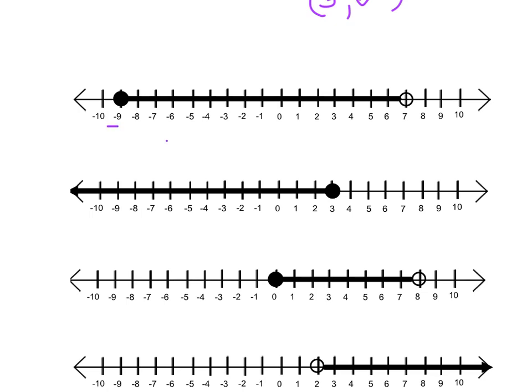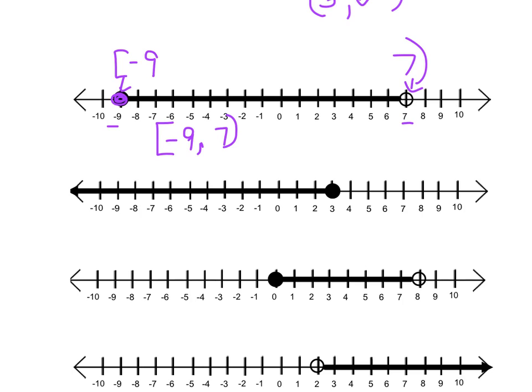So -9 begins, 7 ends, has to be in that order. Put a comma in between them. -9 is colored in, so it's square. 7 is open, so a parenthesis. So it's -9 and 7. That's the -9, a closed circle because of that and that. So the first one's always an open, second one's always a close.